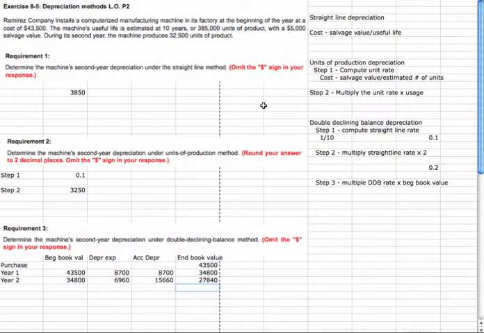So those are the three methods of depreciation. Straight line, the same dollar amount every year. Units of production, based upon the amount of production or usage of that asset in the year of the depreciation, based upon a stated rate. And then the accelerated depreciation method called double declining balance, which is based upon double the straight line rate. All right, so let's take a look at the next problem.